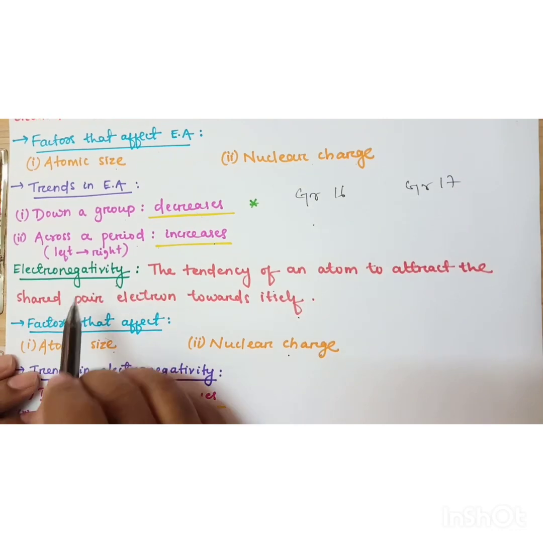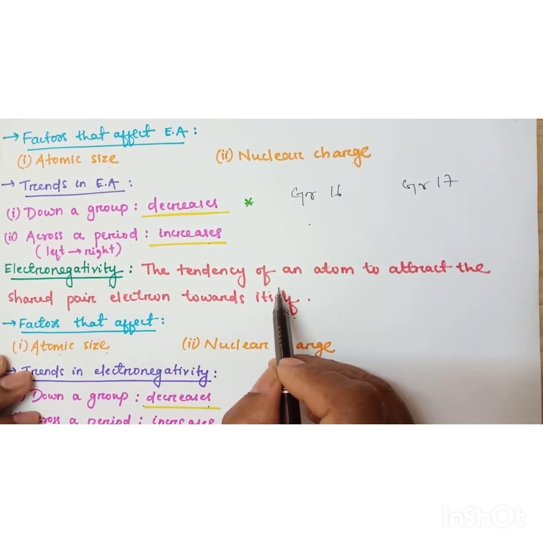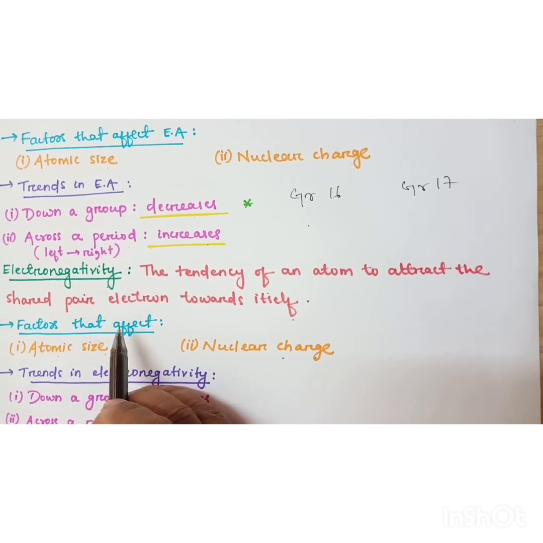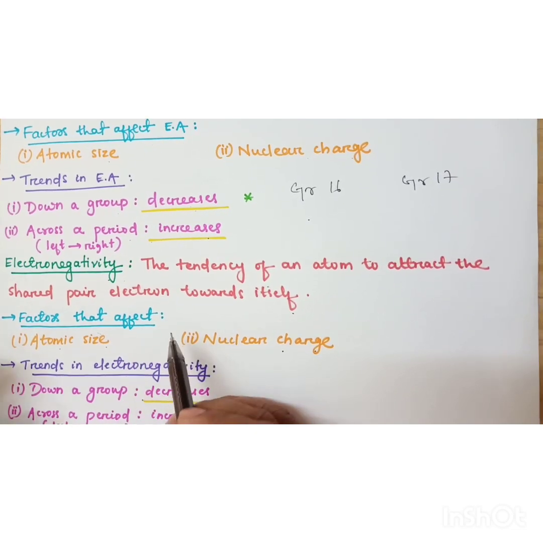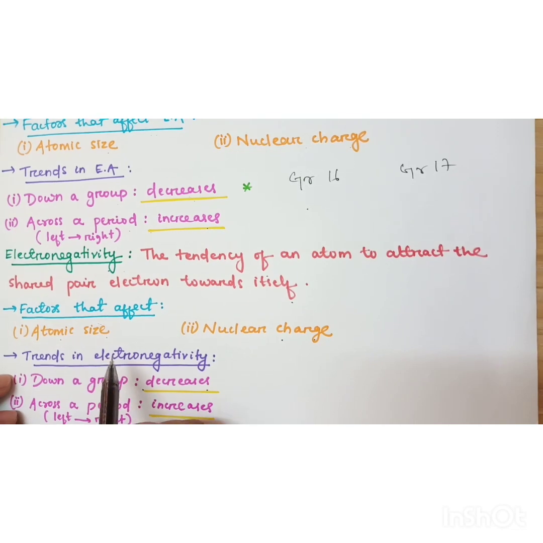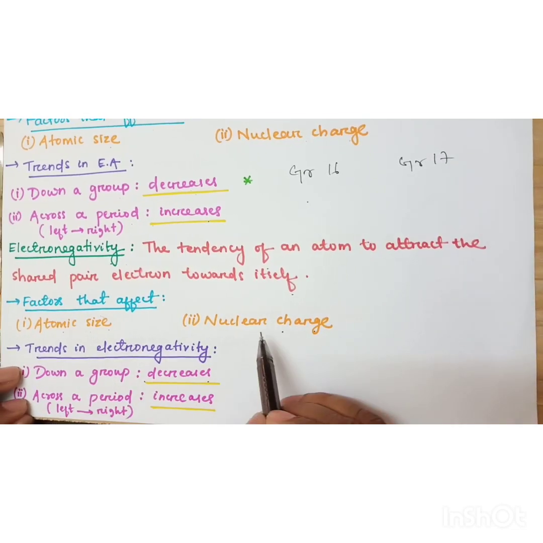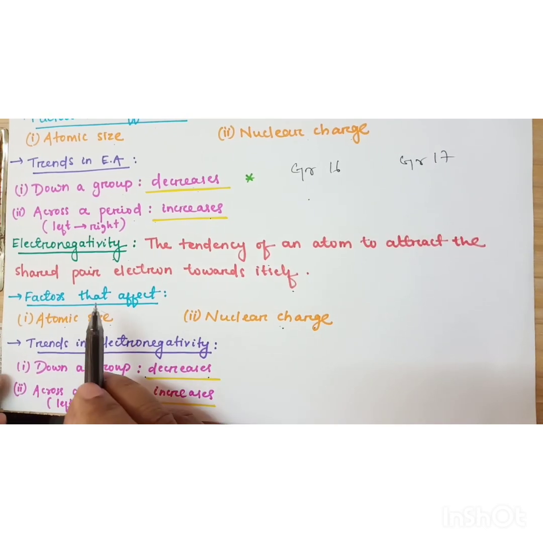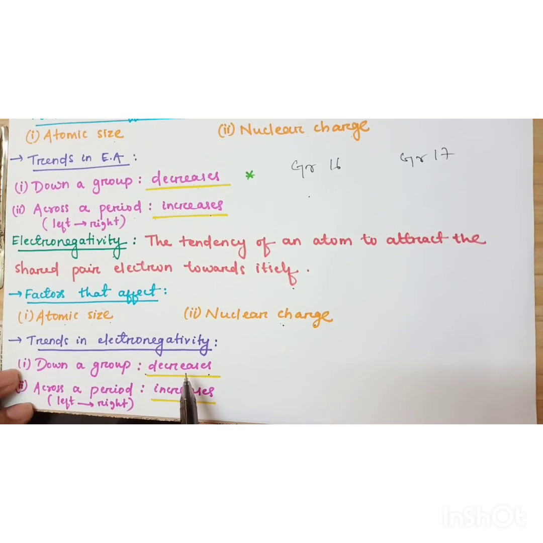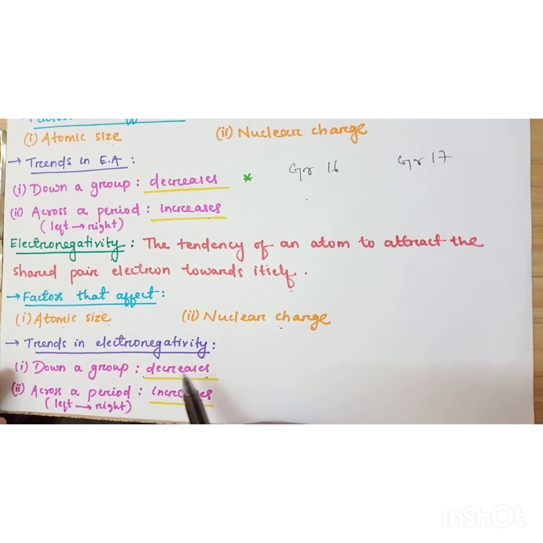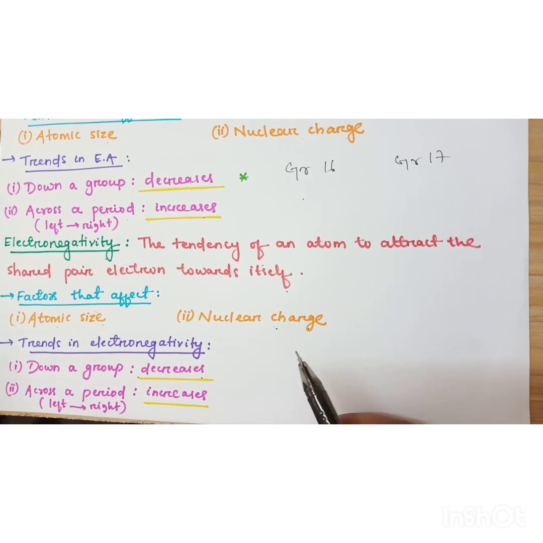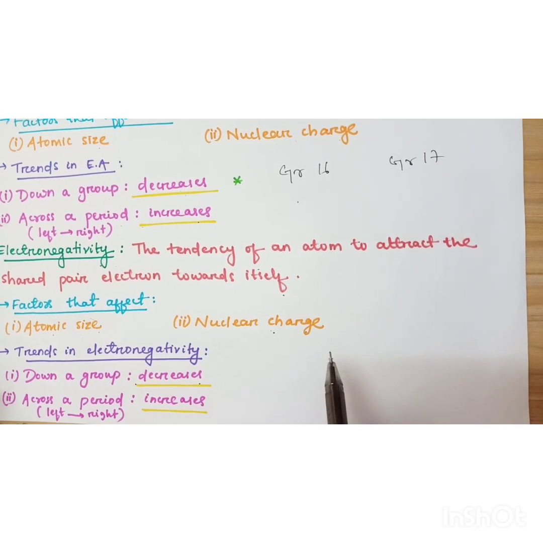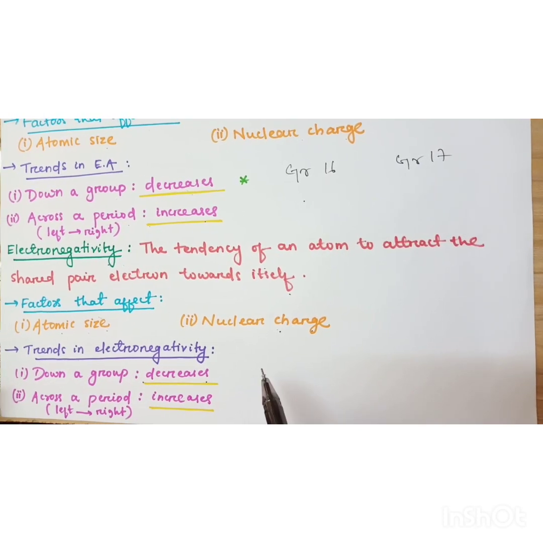So what is electronegativity? The tendency of an atom to attract the shared pair of electrons towards itself is called electronegativity. Here also two factors affect: one is atomic size, another is nuclear charge. So now come to the variation. Electronegativity decreases down a group. Why? The greater the size of the atom, the lesser the electronegativity. The electrons being further away from the nucleus experience less force of attraction.